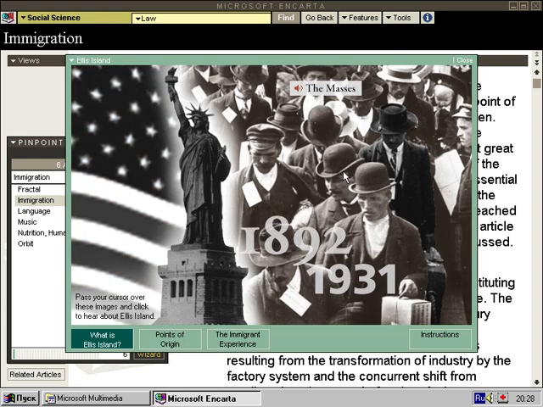Immigrants from more than 120 ethnic groups entered America through Ellis Island. At the immigration station, as many as 5,000 people were examined and registered each day.